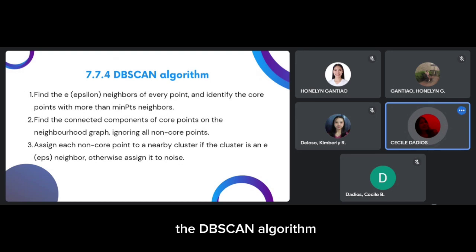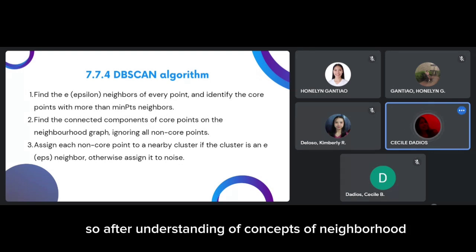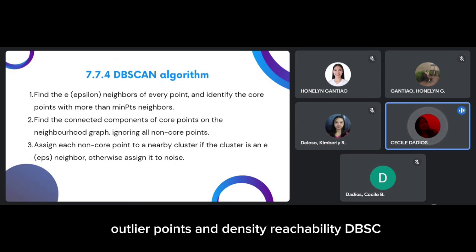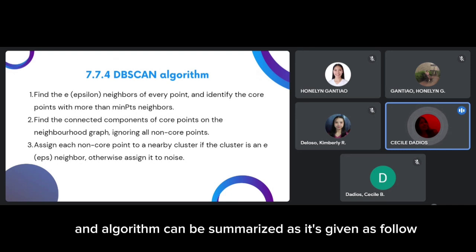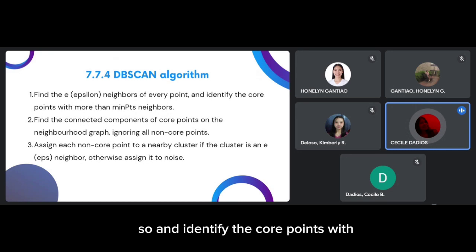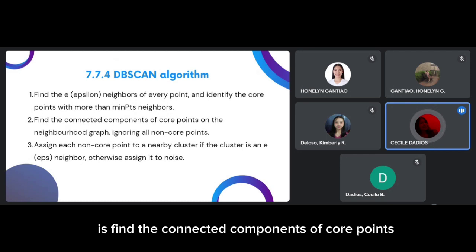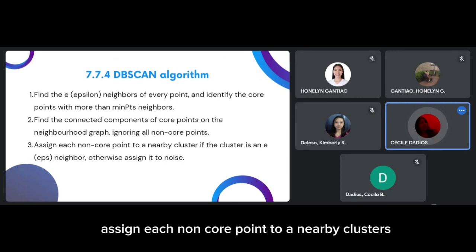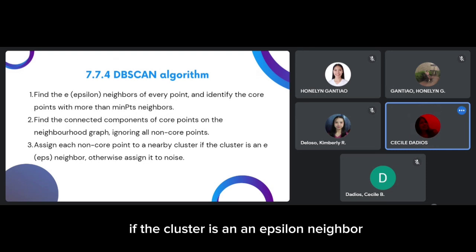The DBSCAN algorithm. After understanding the concepts of neighborhood, core, border, outlier points, and density reachability, the DBSCAN algorithm can be summarized as follows. First, find the epsilon neighbors of every point and identify the core points with more than the minimum neighborhood. Second, find the connected components of core points in the neighborhood graph, ignoring all non-core points. Third, assign each non-core point to a nearby cluster if the cluster is an epsilon neighbor, otherwise assign it to the noise.